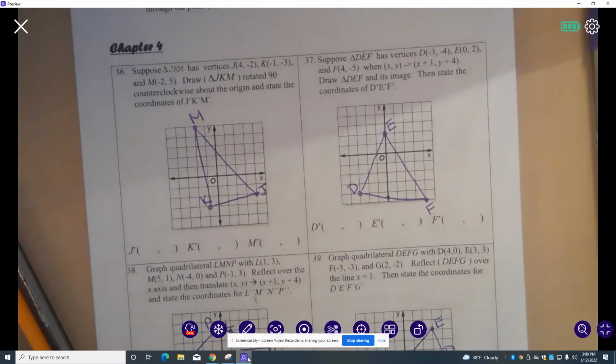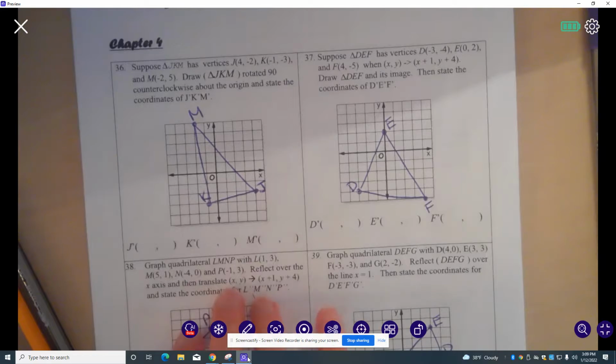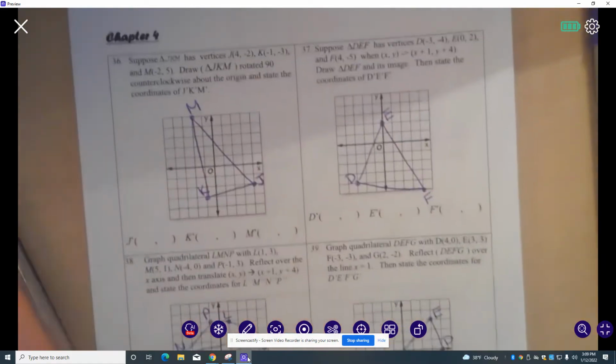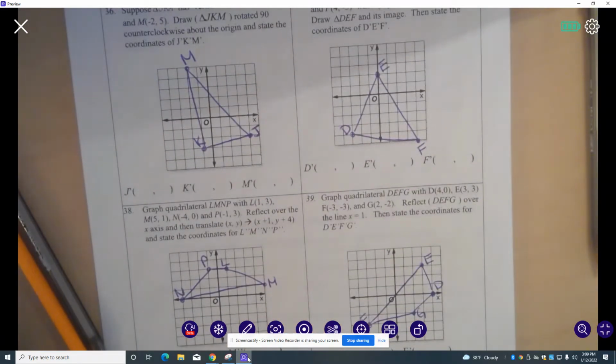This video covers the review problems from Chapter 4 in the final exam review, problems 36, 37, 38, and 39. In all four of these problems, we're going to be doing some transformations. The first thing that I suggest you do is pause the video and, in all four problems, graph the pre-image. Okay, so we need all of those graphed, and now we're going to do the transformations to each one.